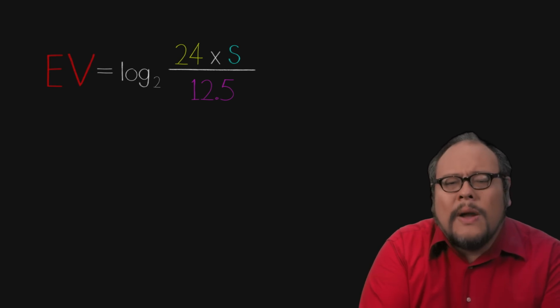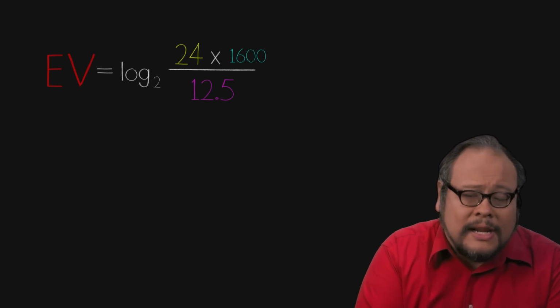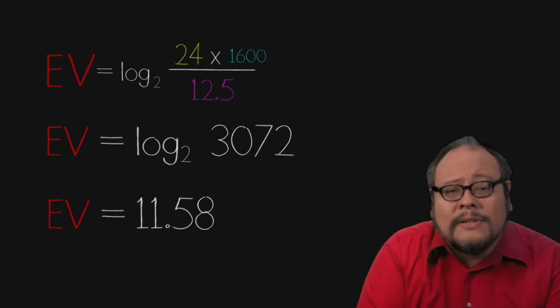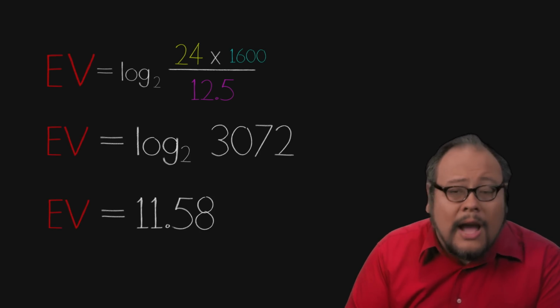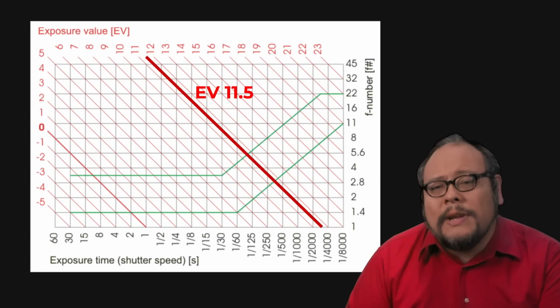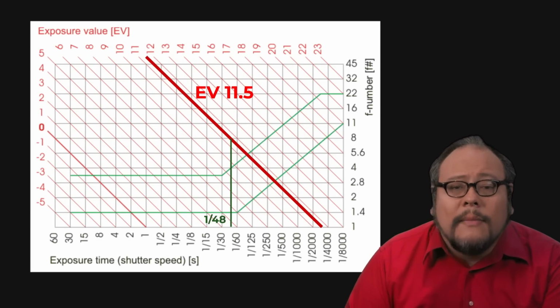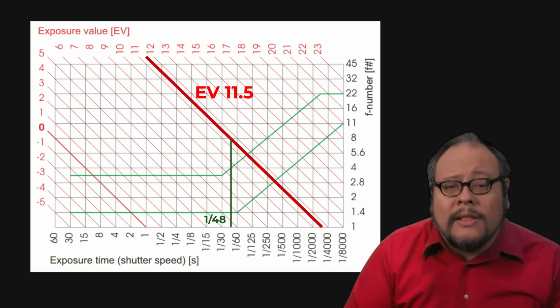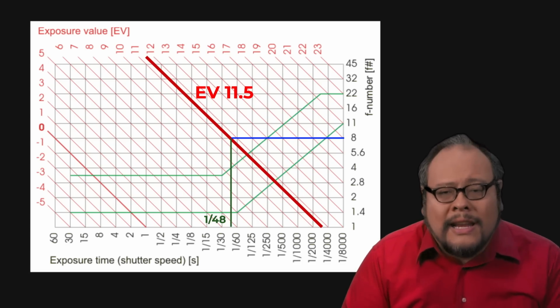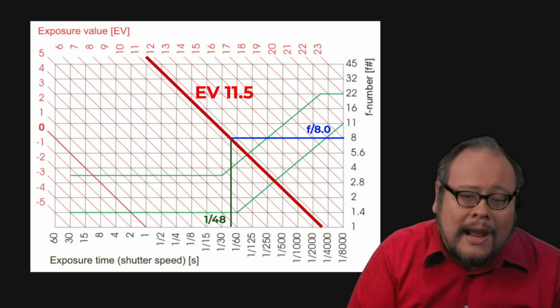Let's say I know I want to shoot with ISO 1600. Plugging in the numbers, I see that I get an EV of 11.5. Now, maybe I know I want a shutter speed of 1/48 because I'm following the 180 degree shutter rule. So plugging in those numbers, I get that I need to be shooting around f8.